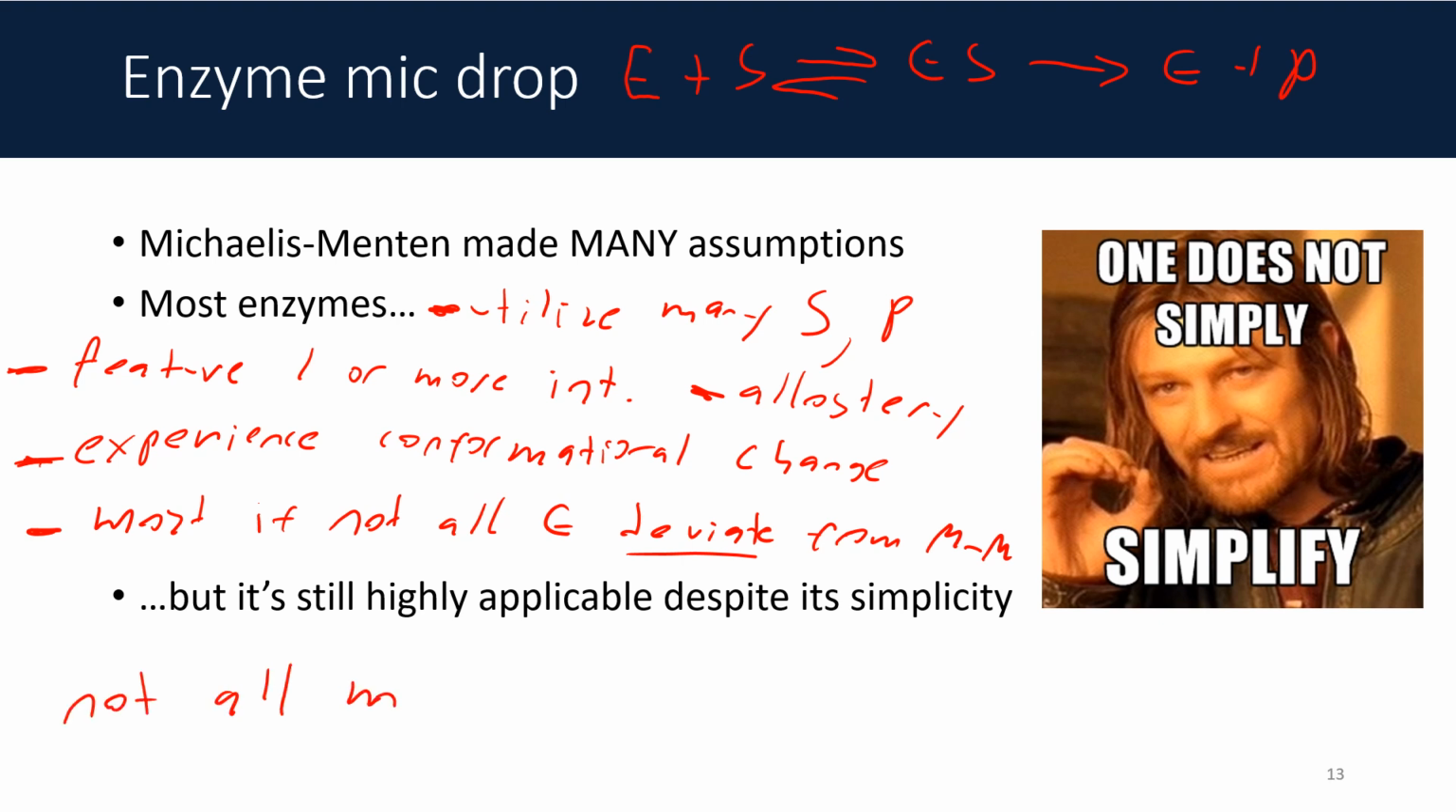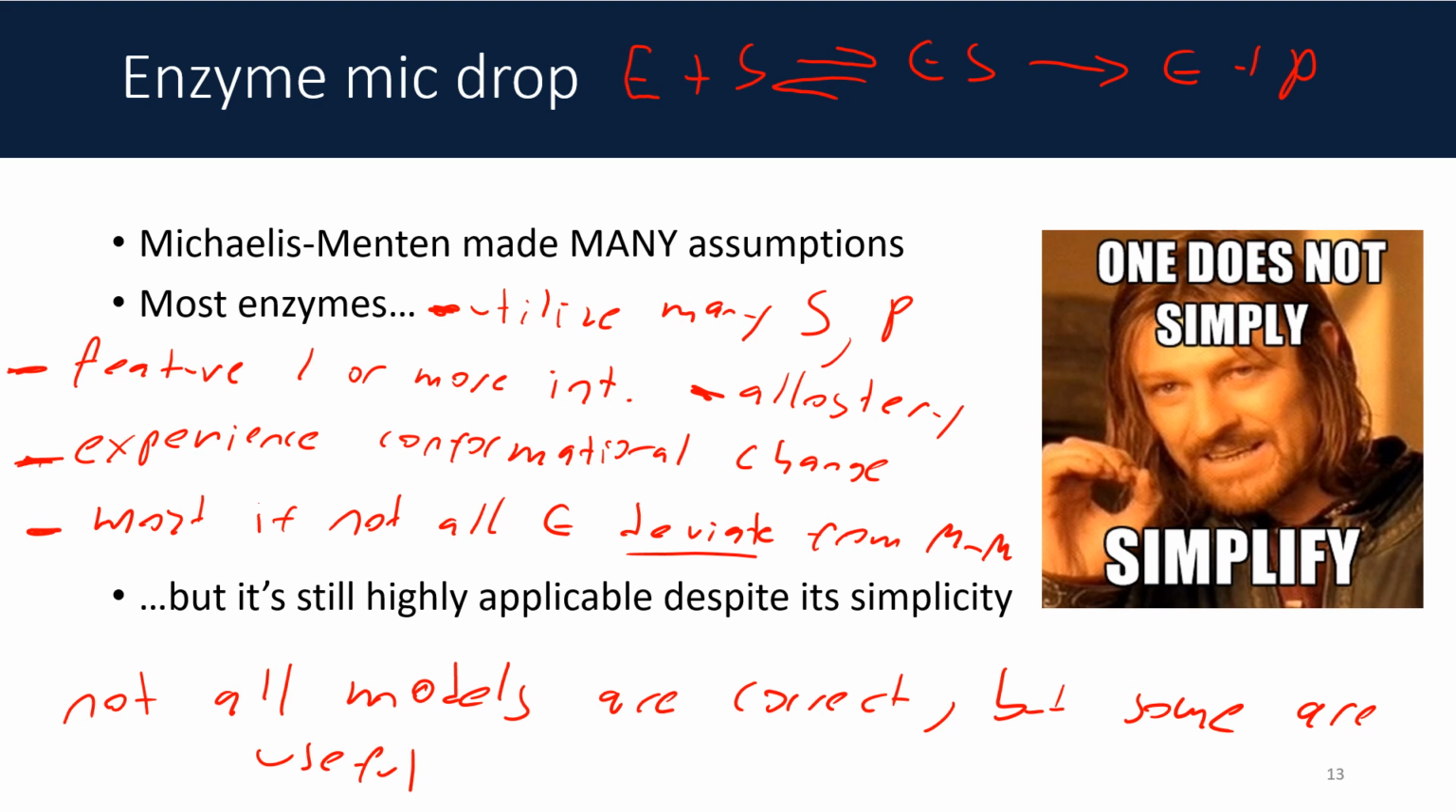Not all models are correct, but some are useful. And the Michaelis model is certainly very, very useful. And that's why it's so beautiful. Because even though I can't think of a single enzyme that perfectly fits the Michaelis-Menten model, the application is still crucial in our understanding of enzymes, mechanism, and medicine. So it is highly applicable despite its simplicity.